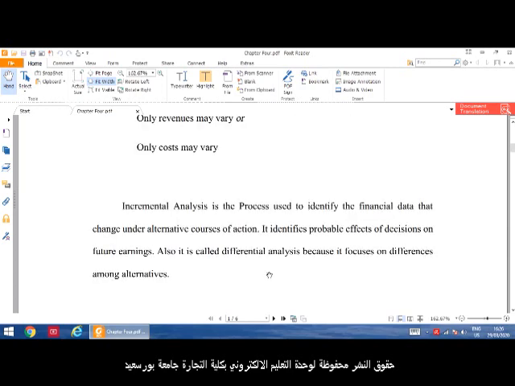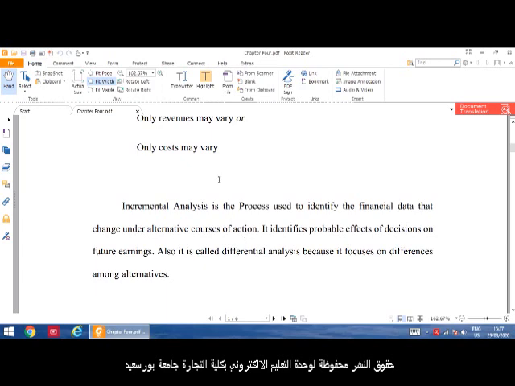Incremental analysis is the process used to identify the financial data that change under alternative courses of action. It identifies probable effects of decisions on future earnings for the company. Also, it's called differential analysis because it focuses on differences among alternatives.